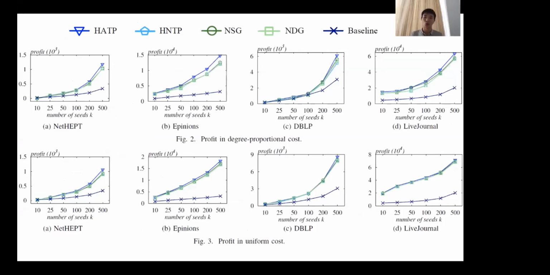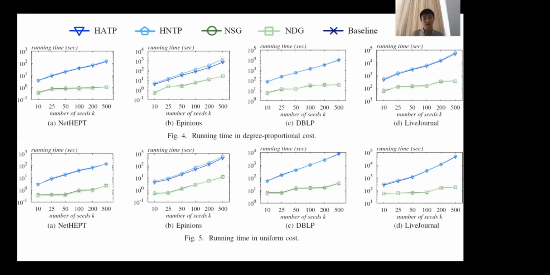This figure shows the results of different algorithms, the profit generated by different algorithms. As can be seen, our algorithms, the blue line with triangle markers, generate much higher profit than the baselines. This figure shows the running time of different algorithms. Although our algorithms run slower than the non-adaptive algorithms, the running time is quite acceptable.